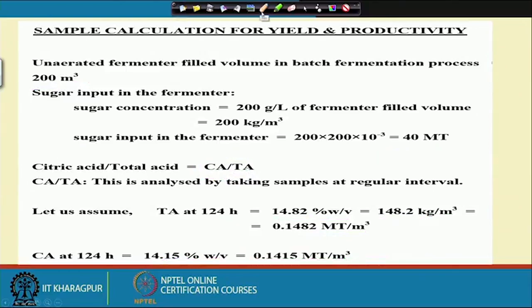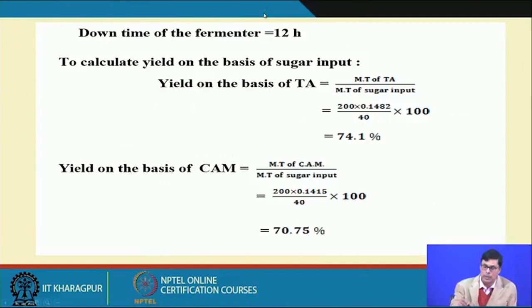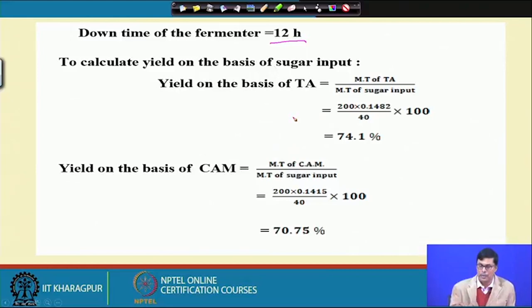This is how we can do the material analysis in your production fermenter. Suppose your downtime is 12 hours and the time of fermentation is 140 hours, the total time will be 140 plus 12 hours. Then how we can calculate the yield: this is the metric tons of total acid, and this is the metric tons of sugar that is input in the system. Then we calculate the 74.1%.